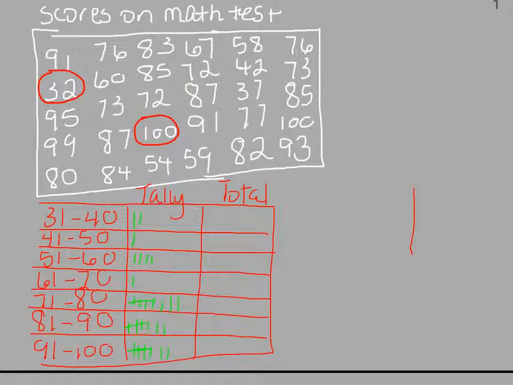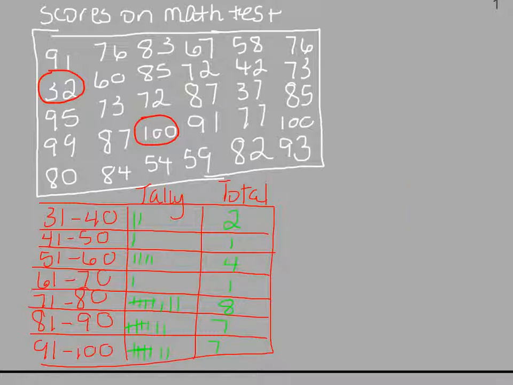So now that I've done my tallies, I'm going to do my totals. And this is where it's important to make sure your tallies are easy to read. That way you can tell what your total is. So that's 2, 1, 4, 1, and there's 8 here, that's 7, and that's 7. So that's the information I'm going to use on my histogram.